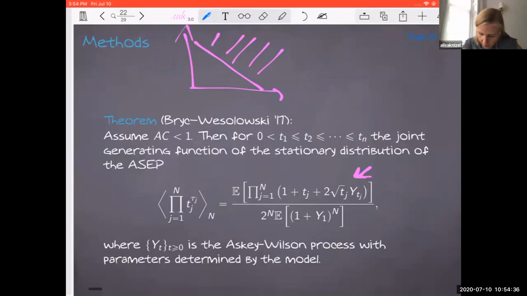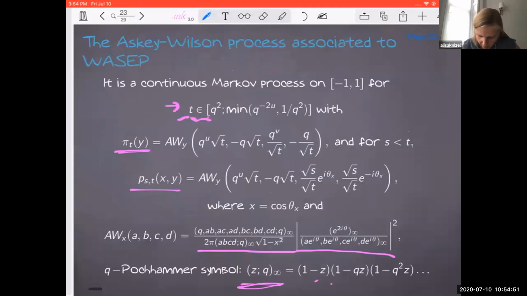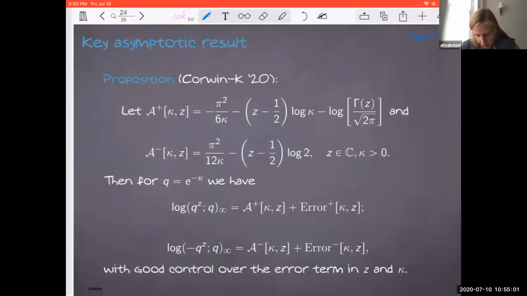So now, starting with this formula, we perform the asymptotic analysis to study the moment generating function for the limit height function. And for that, looking at these formulas for the Askey-Wilson process, we see that the asymptotic statement that we need is a very good control of the q-Pochhammer symbols. And for that, we prove the following proposition.